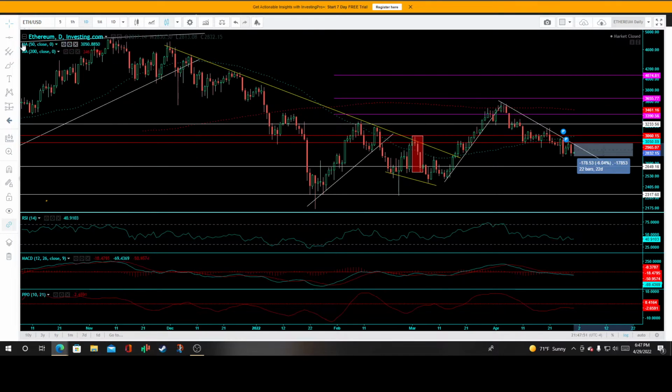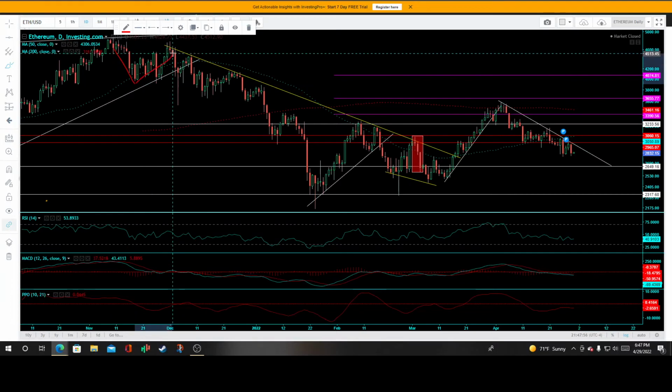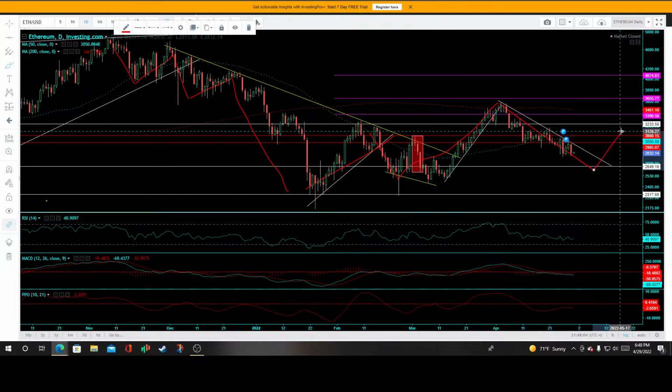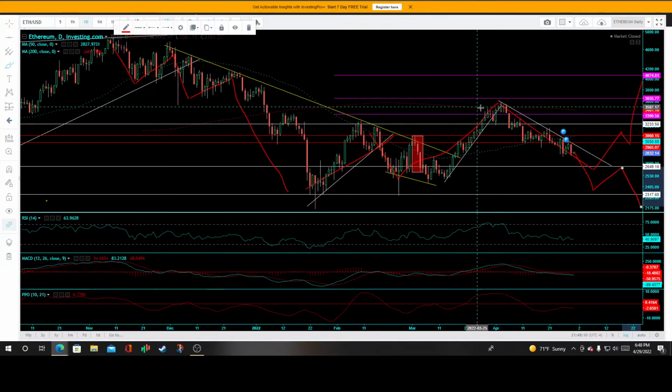But again, everything that's been played out here off the highs, we are in a downtrend here. We've been in a downtrend here. So we'll see if we can break out and start stair stepping up above. That's bullish. But if we continue this downtrend here, again, the bigger picture still remains bearish.